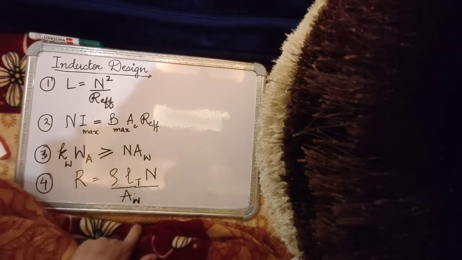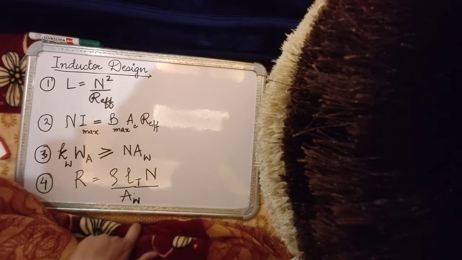The third constraint is a spatial or dimensional constraint, that the amount of conductor that I'm winding over the core should not exceed the window area of the core. And the fourth constraint is a constraint on copper losses, which helps me choose a value of resistance of the winding that is being wound over the core that does not cause too much copper losses. Okay, so all these 4 constraints, I want to combine them together to get a design equation.